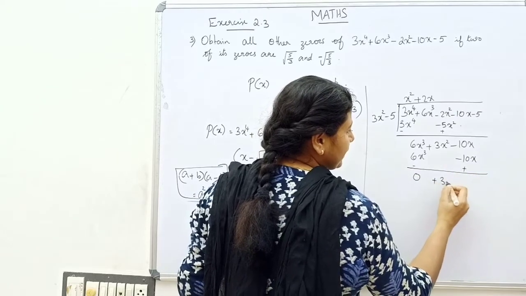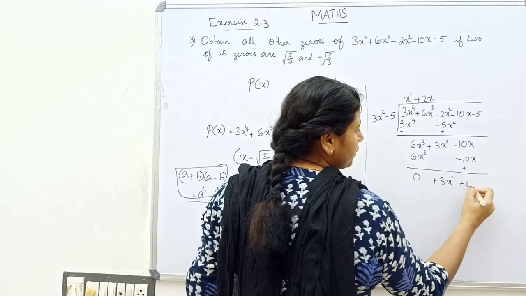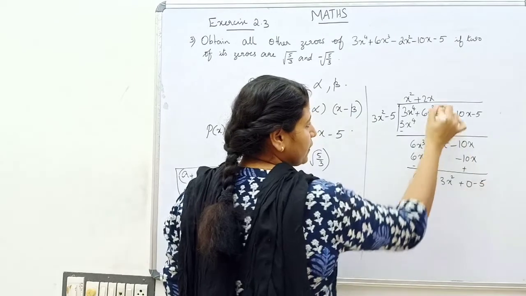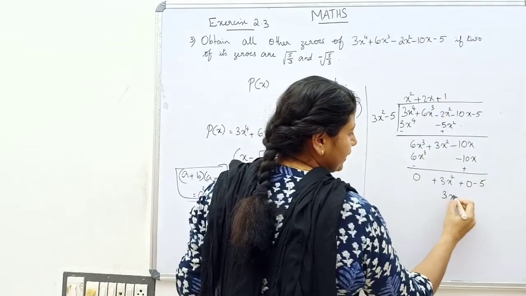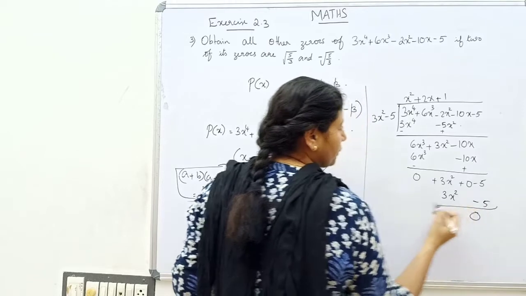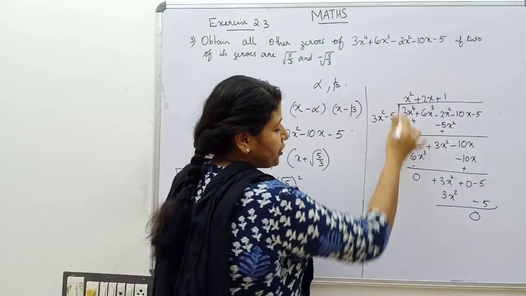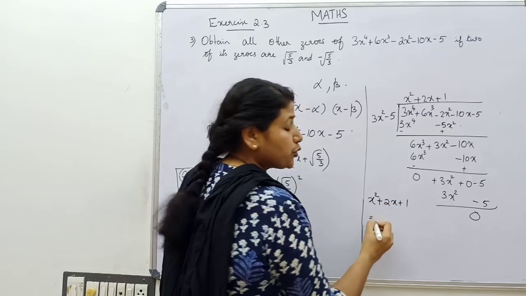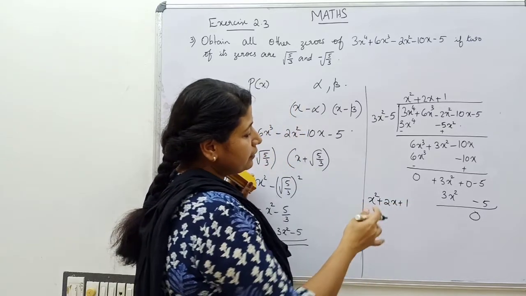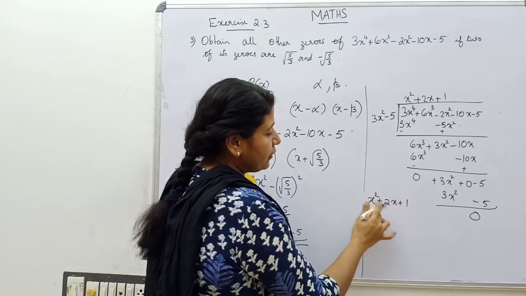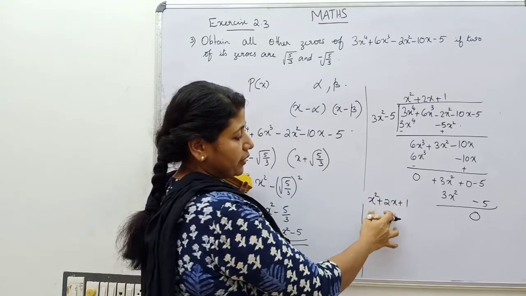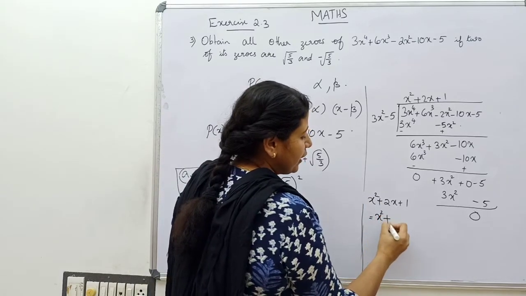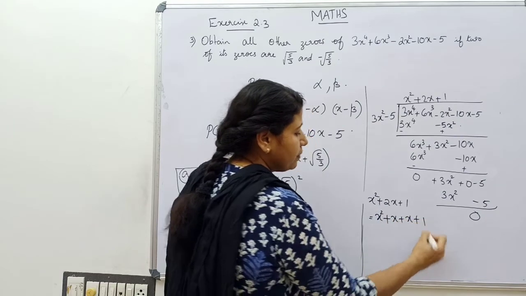Here you will get 3x square and this is also 0. Then you can write this minus 5 here. Then you will get 3x square minus 5, so just multiply with 1. You will get 3x square minus 5 will be 0. So here we got the quotient, or the factor, as x square plus 2x plus 1. This can be changed into linear polynomials. How can you do? This is the expansion of a plus b whole square, a square plus 2ab plus b square. Otherwise, you can split the middle term, so I can split this as x square plus x plus x plus 1.